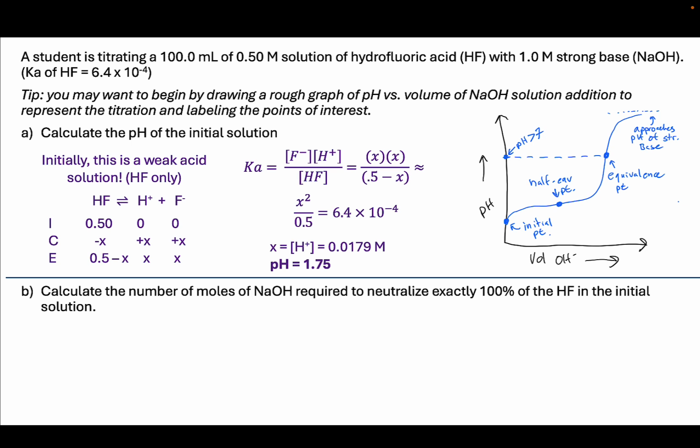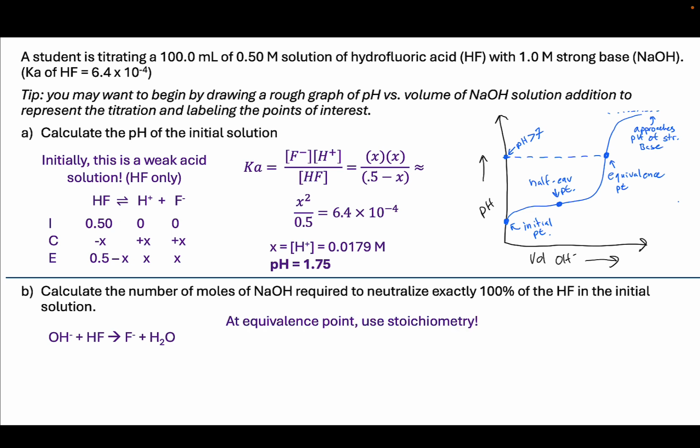For part B, we want to calculate the number of moles of NaOH that's required to neutralize the HF, and this is really describing the equivalence point, right? We have the following reaction, right? The strong base is being added. It's going to pair and neutralize 1-to-1 with this weak acid and leave us with neutral water and the fluoride ion. This is the equivalence point.